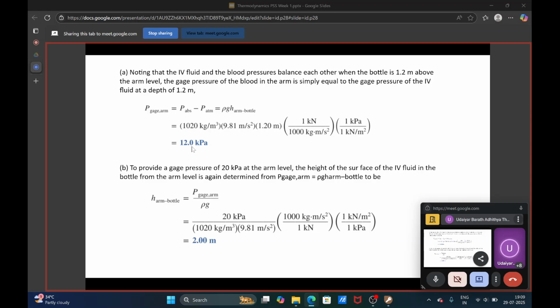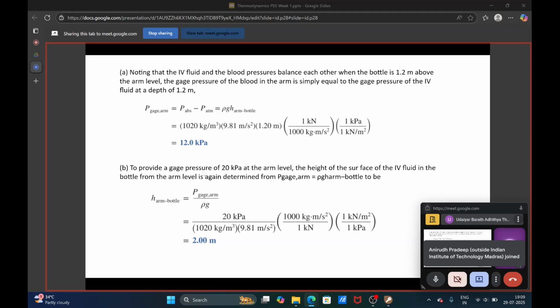If you see, 12 is similar to the 120 mm of Hg which you may have seen. If you measure blood pressure, they give you values for top and bottom, 120 and 80. Those are heights of mercury.